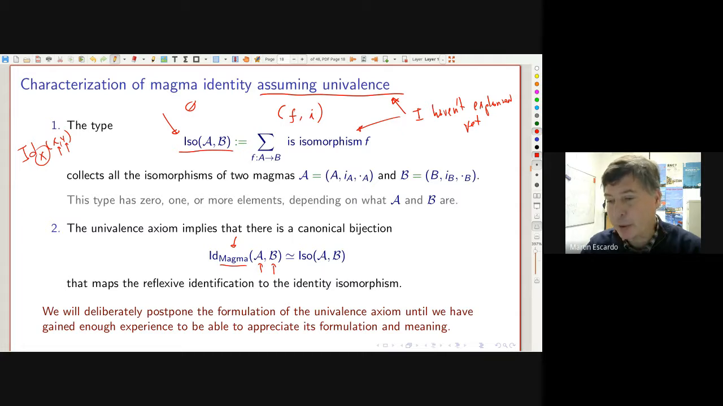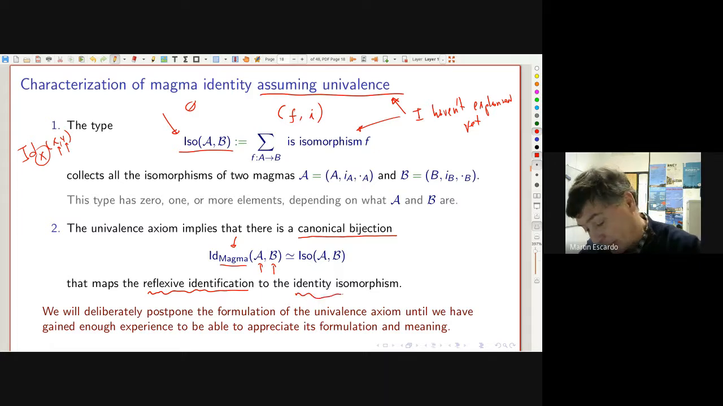And coming back to what Valeria was asking before in connection with the Yoneda lemma, what this canonical bijection does is map the reflexive identification to the identity isomorphism. So I could say to Valeria, yes, actually, morally, the reflexive identification is the identity, at least in this example and many examples like this. It is a name. You can consider it as a label for the identity function.